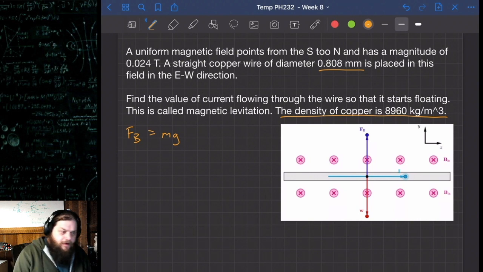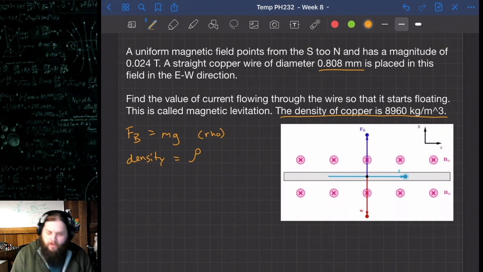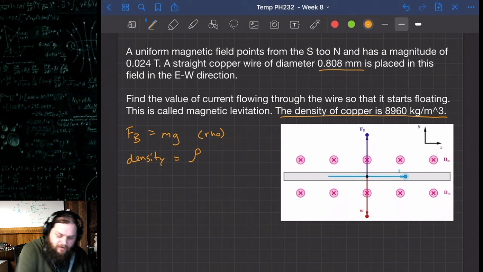And we can find an expression for mass using density. So density is equal to, we usually use this value rho. I'll write this up here, rho. It looks like a little p. I usually draw it with a little tail so I don't confuse it with pressure, which you usually use when you're talking about gases and other things like that.